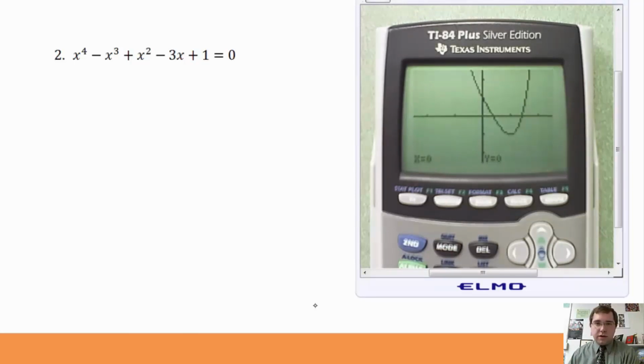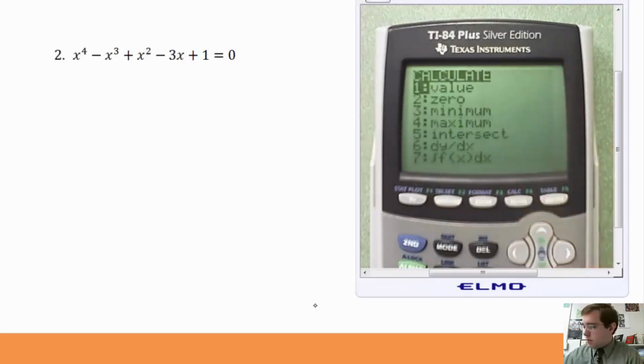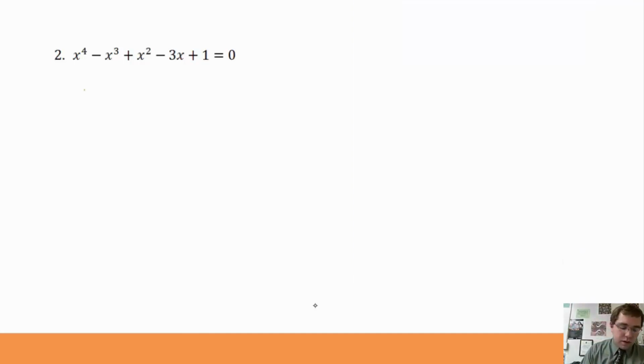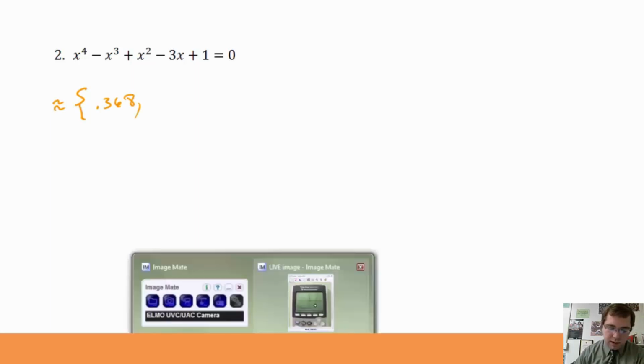But it was a 4th degree equation. That means 2 of the solutions, 2 of the roots, are complex, so they don't show up on my graph. Okay, so I can find these 2. I go to second, calculate, number 2, left bound, right bound, guess, 0.368. So approximately 0.368, comma, back to my calculator.